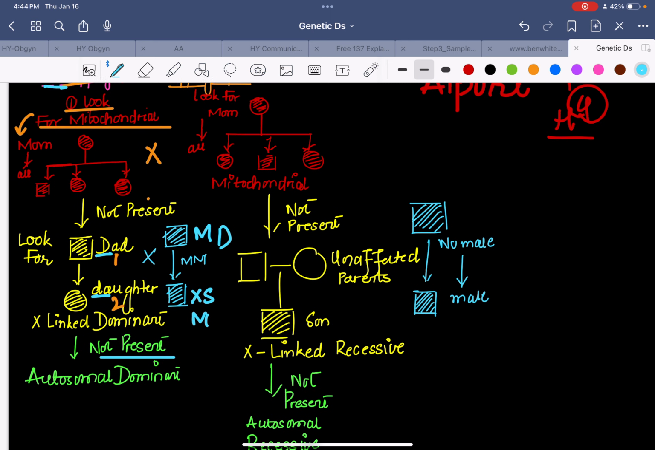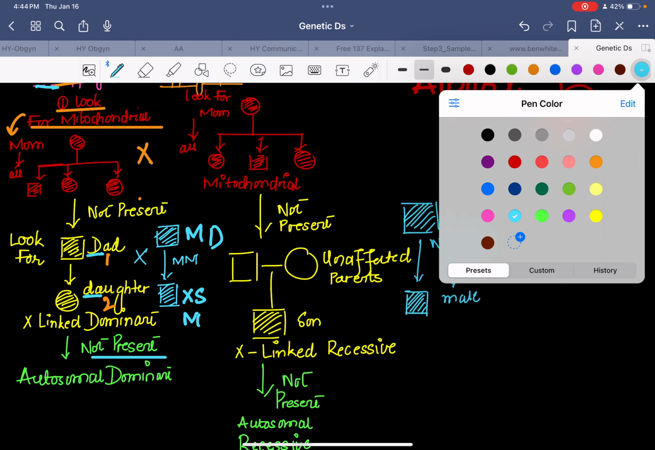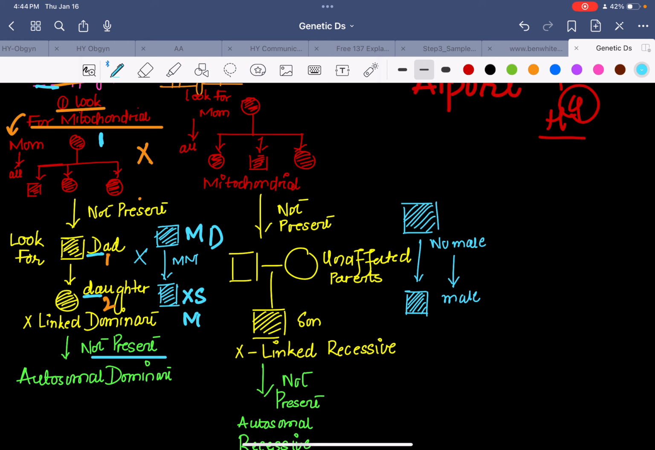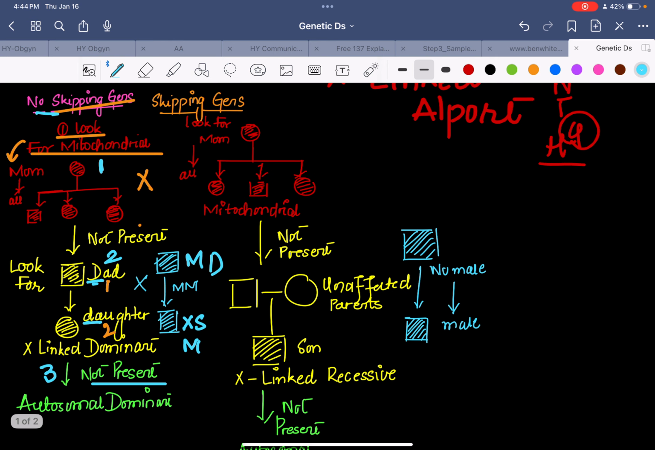So in order to find whether a disease is dominant, there are 3 steps. First of all, always look for the mom to all mitochondrial pattern. If it's not present, then number 2, look for whether the disease is skipping generations or not. If it's not skipping generations, then look for whether it is dad to daughter, because of course it can't be from dad to son. If it's dad to daughter, that means it's X-linked dominant. If it's not limited to dad to daughter, rather it's going from dads to daughters and sons both, then it is an autosomal dominant disease. Okay, so this was our algorithm number 1 for determining the disease inheritance pattern in pedigrees.